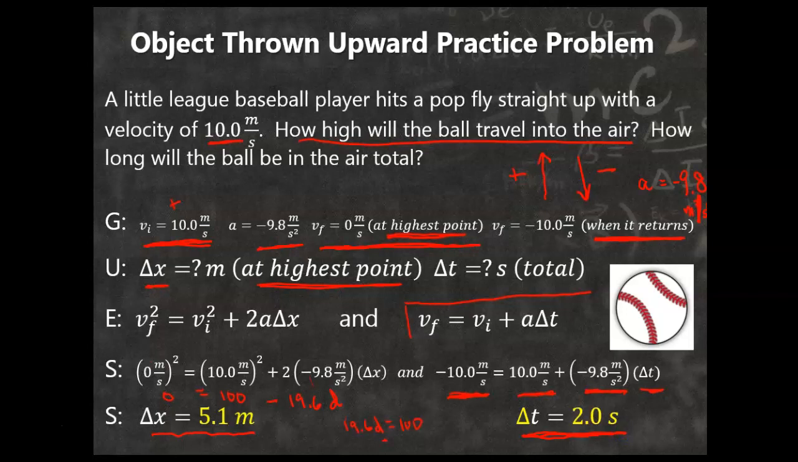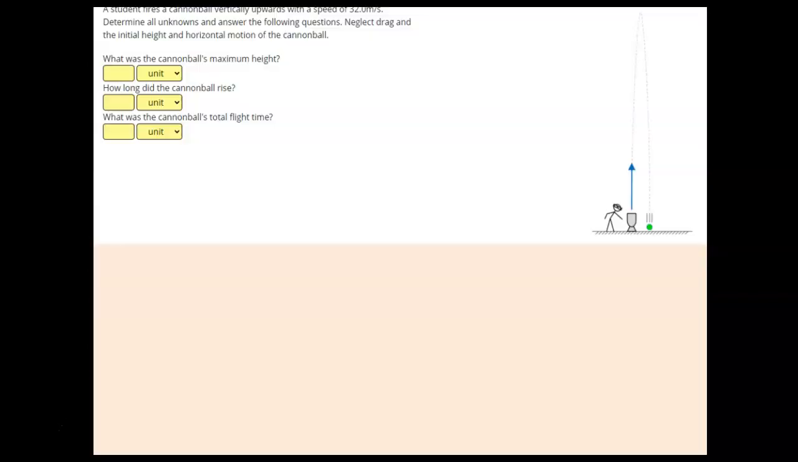Okay, so again, we're using our 4 equations. Distance equals average velocity times time. Acceleration equals change in velocity divided by time. Velocity final squared equals velocity initial squared plus 2AD, and distance equals velocity initial times time plus 1/2 AT squared. We're using those 4 equations to solve problems with projectile motion.